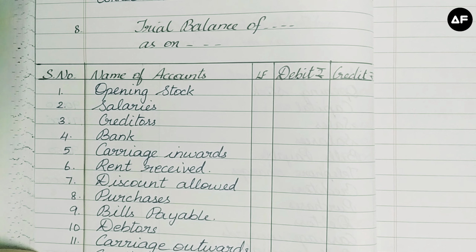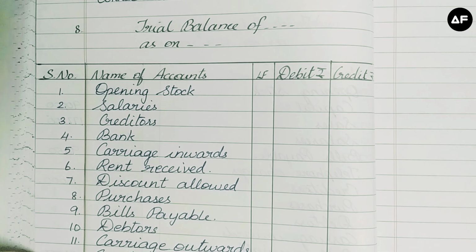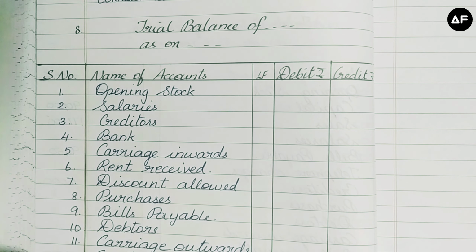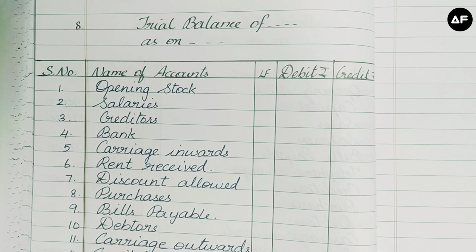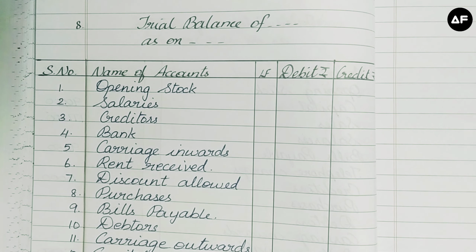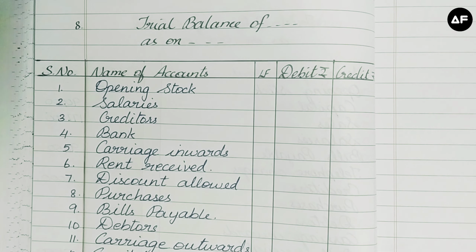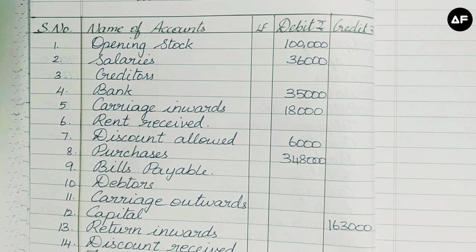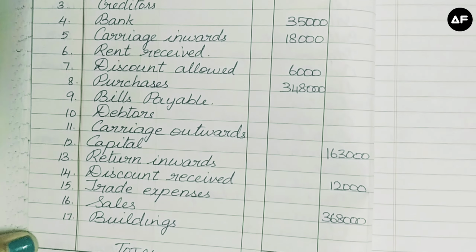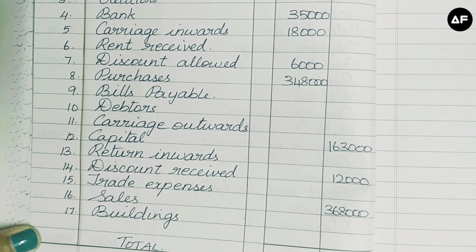So here I have listed out all the items relating to that particular problem. The next step is that certain items are in the correct position, so I'm going to take those items first and write them out. The items which are already in the correct place are opening stock, salaries, bank, carriage inwards, discount allowed, purchases, capital, discount received and sales.